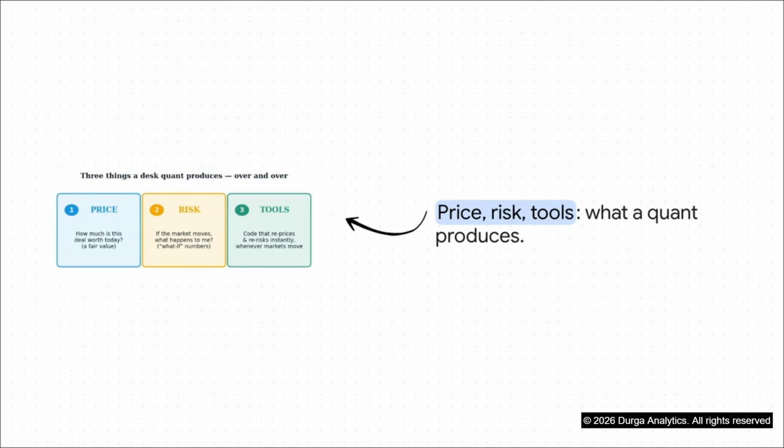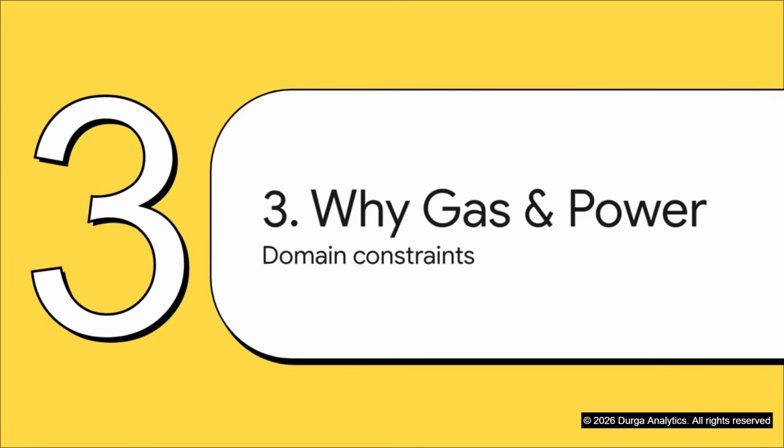If we strip away all that high-level jargon, your entire job really just boils down to producing 3 specific things, instantly and repeatedly. First up, a fair value price, meaning how much is this specific deal worth today? Second, risk. If the market shifts, what exactly happens to my position? We often refer to this sensitivity as delta. And third, the tools. The actual underlying Python code that recalibrates that price and risk in milliseconds the moment the market moves.